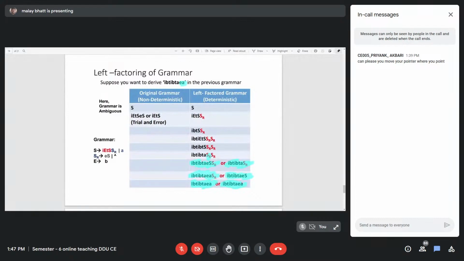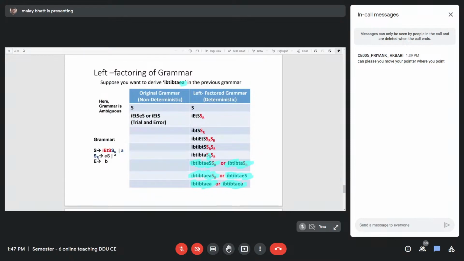That is what we are doing here. I am replacing S with IETS SR, so again I have achieved I. Now I will replace E with B, so we have achieved IBT, IBT. All these are terminals. Then we have S and 2 times SR.